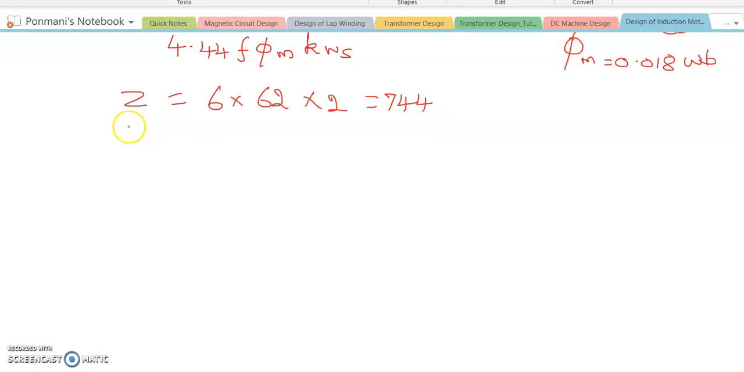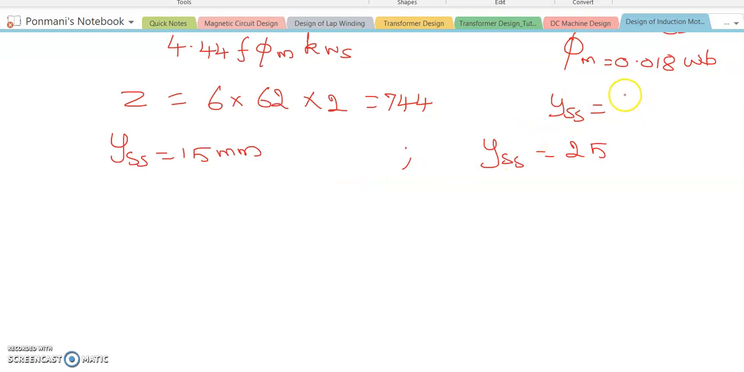And then we have to calculate the slots, and then the total number of conductors per slot. To calculate the total number of slots, we are taking a Yss value of 15 mm and another value of Yss as 25 mm. Yss is the stator slot pitch, so that will be πD by the total number of slots Ss. We substitute 15 and 25, D is known, so we are calculating Ss. For Yss equal to 15, we are getting the total number of slots as 75.